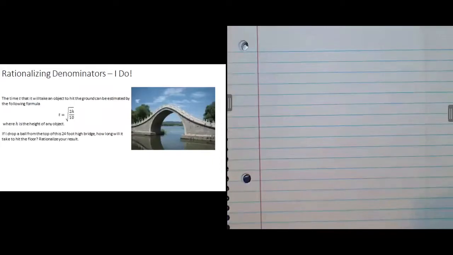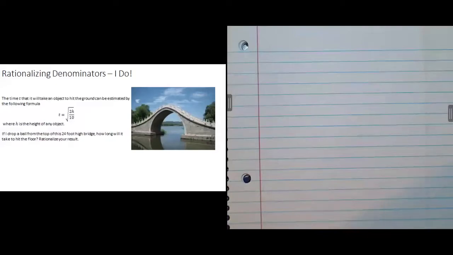So let's continue on with rationalizing the denominator. There's this problem: the time t that it will take an object to hit the ground can be estimated by the following formula. T is equal to the square root of 2 times h over 10, where h is the height of any object. An interesting fact from this formula is that, regardless of the weight of any falling object, it only depends on the height, not on how heavy something is or the mass. It is just height and time.